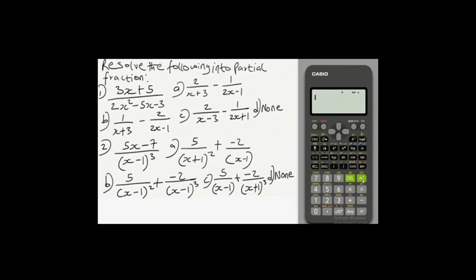Very easy. So let's begin with option A. So we have 5 over, in brackets, x plus 1, close the brackets, squared. So come over this place and put plus and fraction minus 2 over, in brackets, x minus 1. So that's it guys, close the brackets, press equal to, and see what we're going to have.